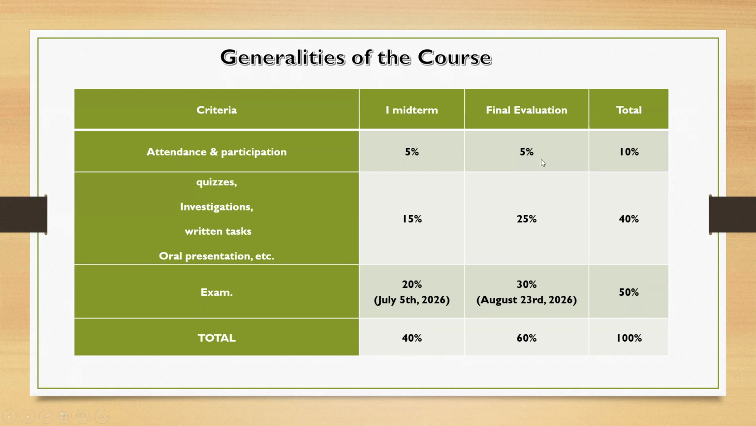For the final evaluation, folks, we also have 5% for participation and attendance, 25% for tasks, investigations, and even some model presentations. And the final written exam is about 30% and is going to be applied on August the 23rd. Okay, for a total of 60%, plus the 40% that you have in the midterm, we get 100%, and the course will be ending.